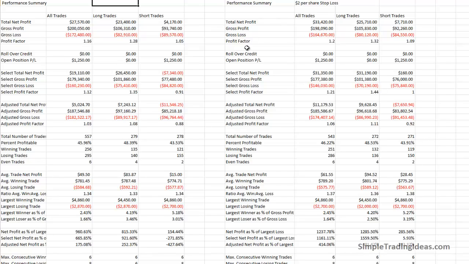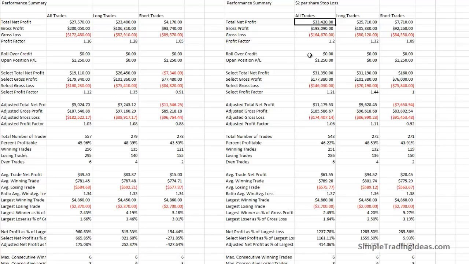Also, you'll see that this number and all these numbers over here are the result of using the $2 per share stop loss. And you'll notice something right off the bat, that the total net profit's a bit more. Okay. You'll notice a couple of other things here, and we'll get into performance metrics at a later time and how significant they are. But as you can see, with the stop loss, there was actually more net profit.